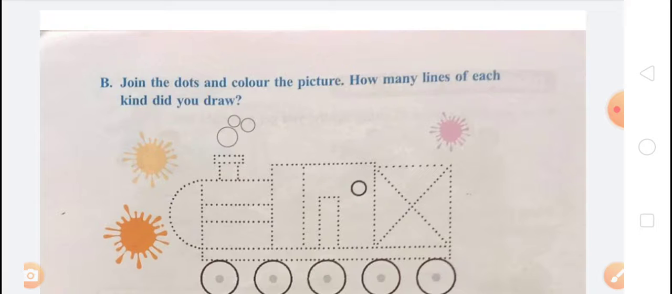Today we have to learn patterns, but after that we have one question of exercise 11.1, so we have to clear it.